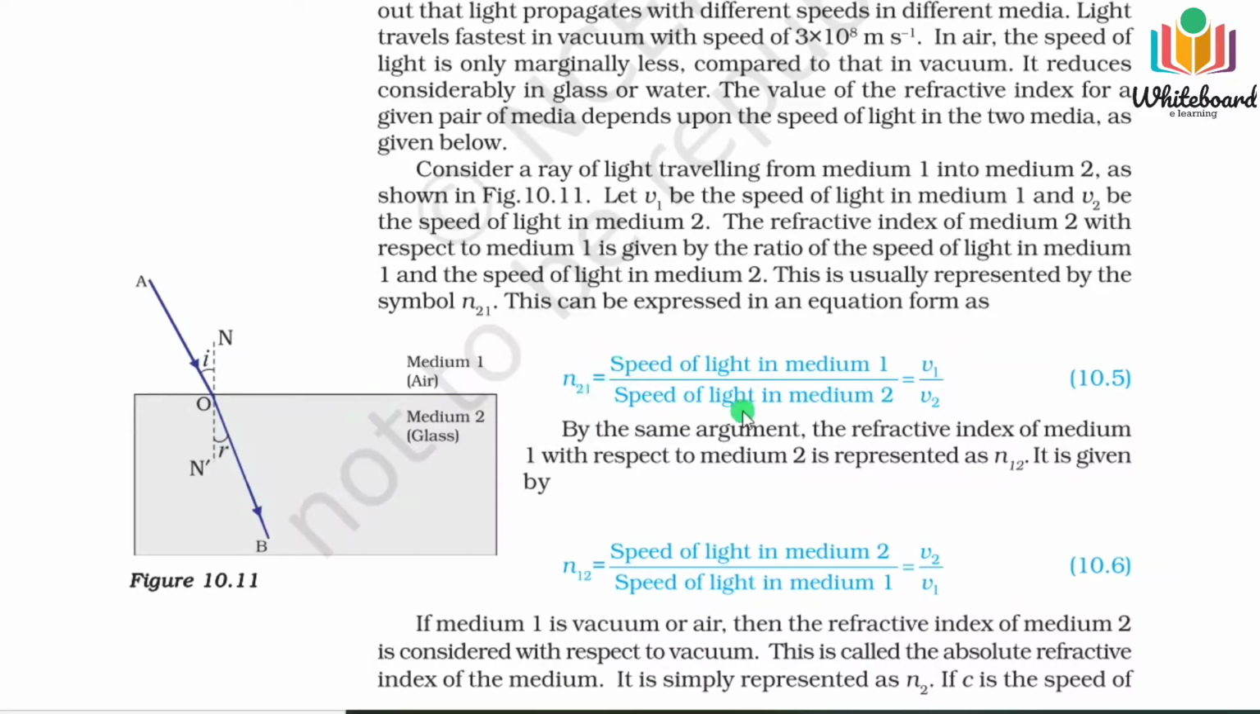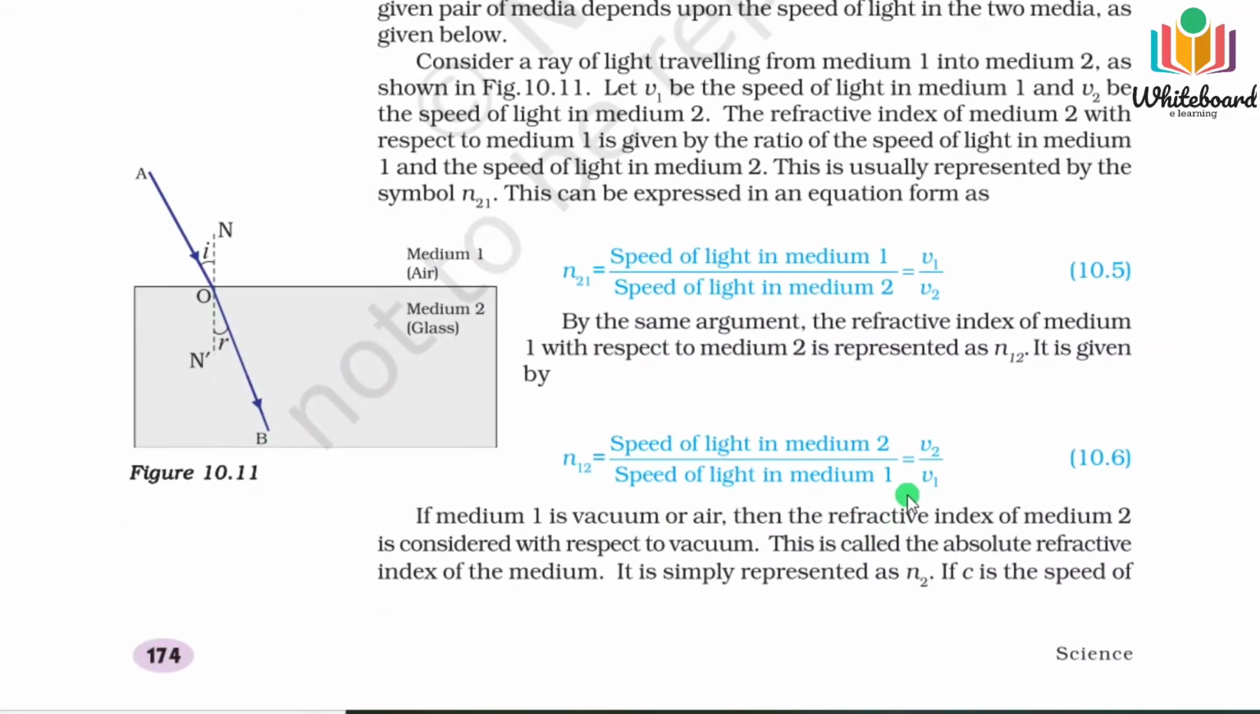And then what will be the measurement of the refractive index? It is the speed of light in medium 1 and the speed of light in medium 2, so v1 by v2. So what will be n1? n1 means the refractive index of the first medium with respect to the second medium. You can see this path will be retraced. Then it is the speed of light in the second medium with respect to the speed of light in the first medium, so v2 by v1. It will just be the reciprocal.